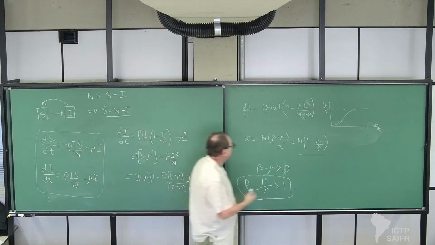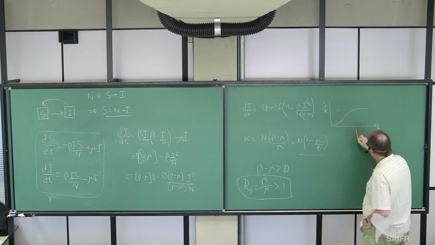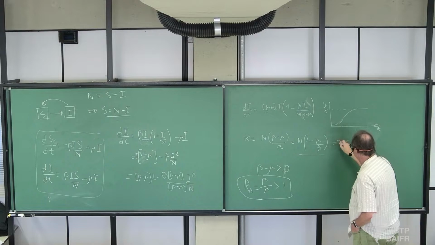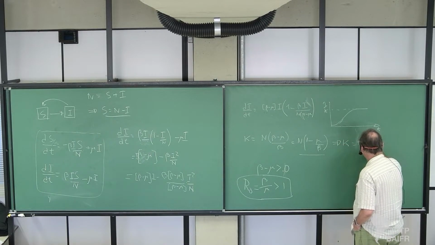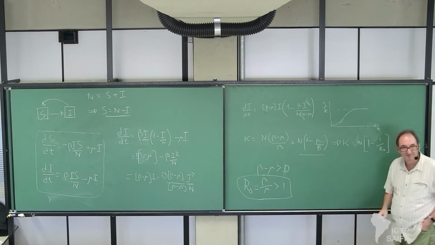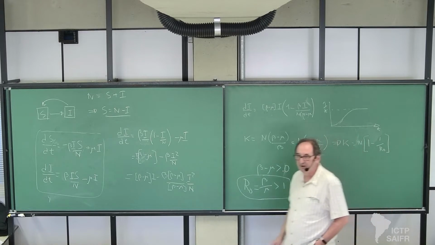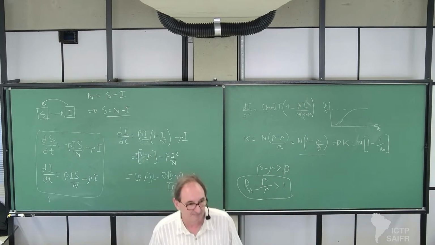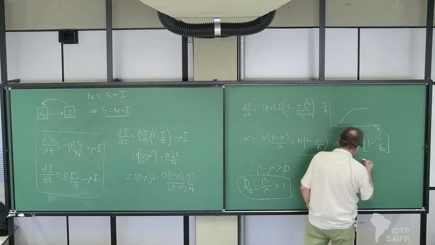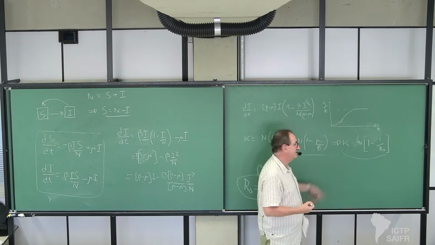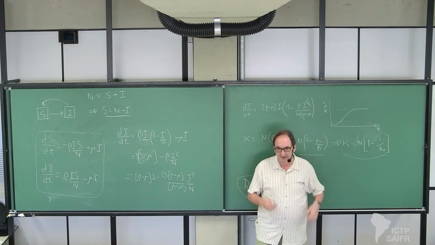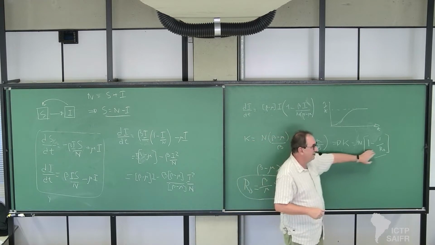And here you have K is equal to N times 1 minus 1 over R0. Okay? So this is the equilibrium point. It goes to an equilibrium. Right? And the number of people in the equilibrium state is determined only by R0.